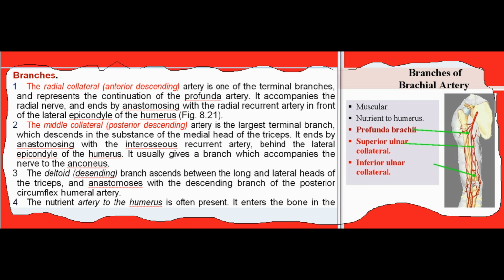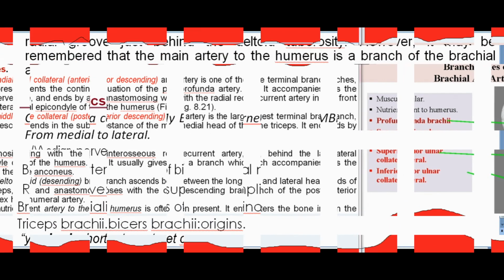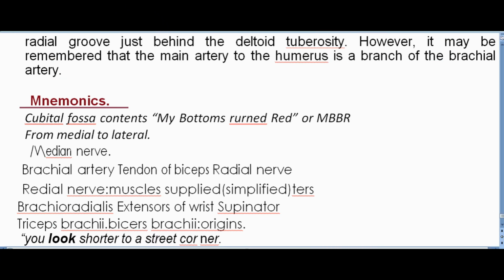It usually gives a branch which accompanies the nerve to the anconeus. 3. The deltoid, descending, branch ascends between the long and lateral heads of the triceps, and anastomoses with the descending branch of the posterior circumflex humeral artery. 4. The nutrient artery to the humerus is often present. It enters the bone in the radial groove just behind the deltoid tuberosity. However, it may be remembered that the main artery to the humerus is a branch of the brachial artery.